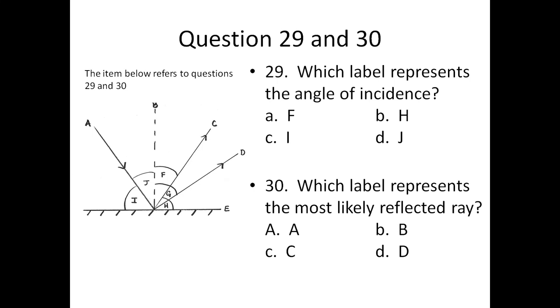Questions 29 and 30. The item below refers to questions 29 and 30. 29. Which label represents the angle of incidence? AF, BH, CI, DJ. 30. Which label represents the most likely reflected ray? AA, BB, CC, DD.